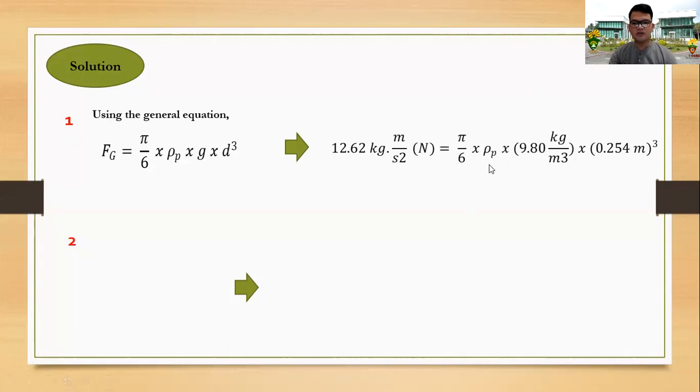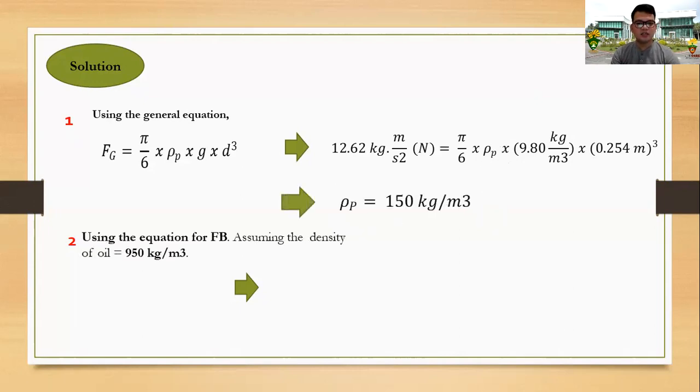Solving simultaneously, using shift solve, find the value of the density of the particle, or the density of the watermelons, and then you can get 150 kilograms per cubic meter. Meaning, the density of the watermelon using the oil as a reference is 150 kilograms per cubic meter.